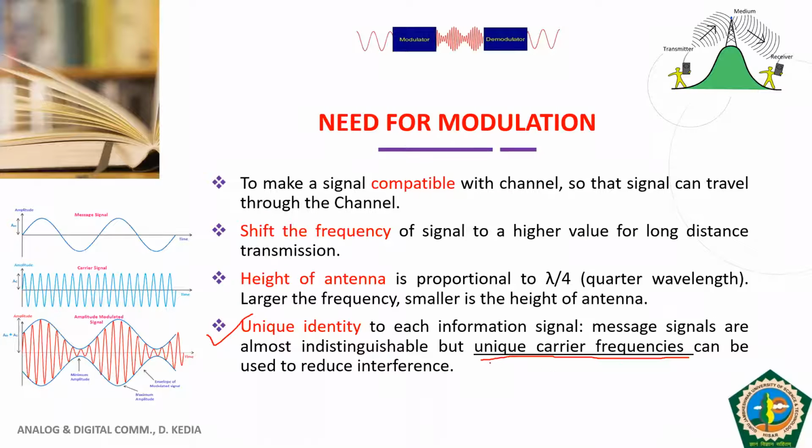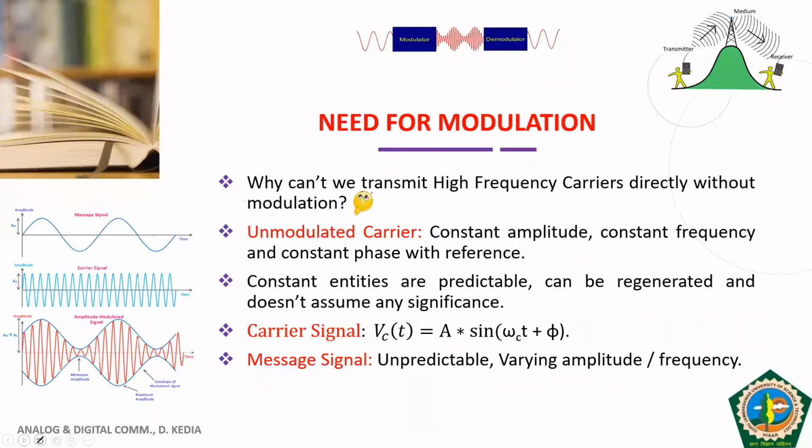So what we do, we assign unique carrier frequencies through modulation to each of these transmissions, and we will identify those signals, or that information, with the help of unique carrier frequencies. Okay, so you can say that these message signals and these carrier signals, the carrier signals will be different for different users. I hope all of you have understood this. Now let us move forward.